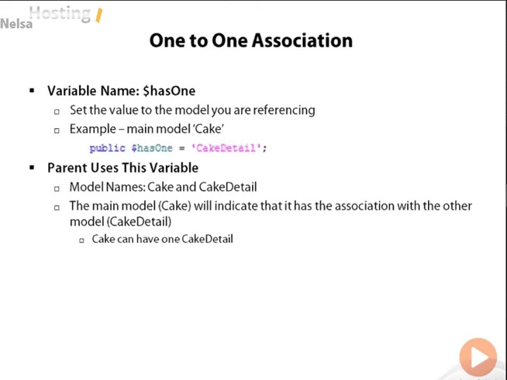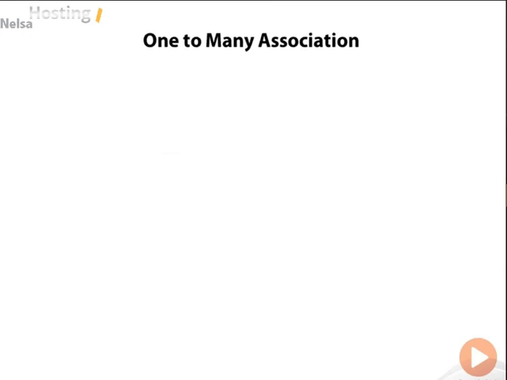The main model, cake, will indicate that it has the association with the other model, in this case, cake detail. In a simple sentence, we can say cake can have one cake detail. Our second association type is a one-to-many association.